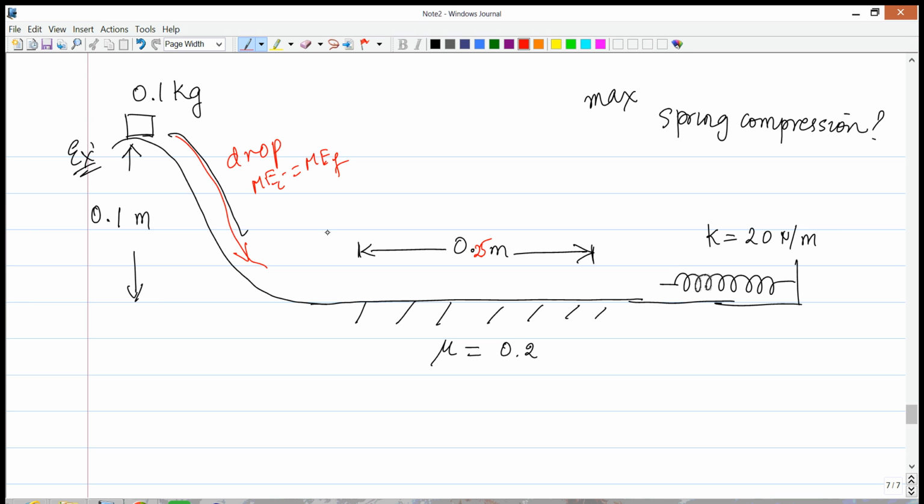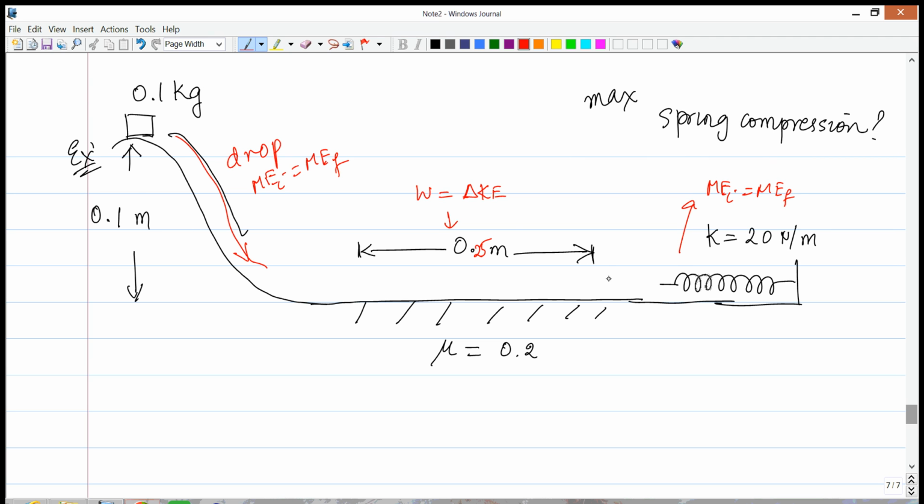Then we have this frictional part. For the frictional part, we cannot use MEI equals MEF. In fact, we'll use W equals delta KE for this part. And then for the last part, it's again no friction, so once again, we'll use MEI equals MEF. So in this problem, we're going to use several different concepts to figure out the final compression of the spring. But we need to do it in steps.